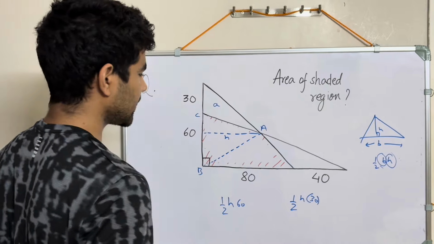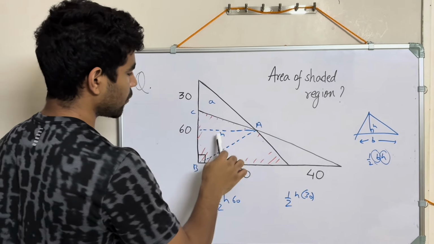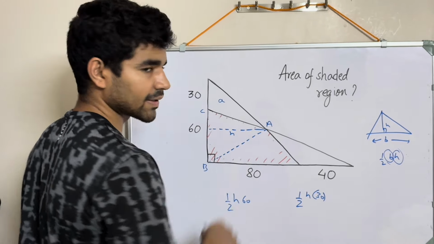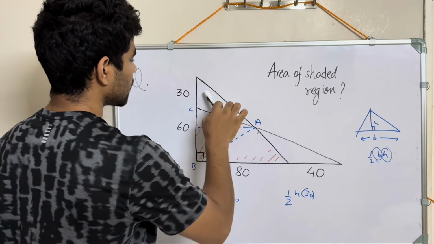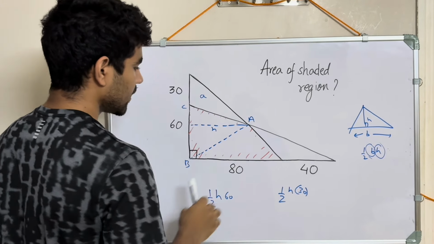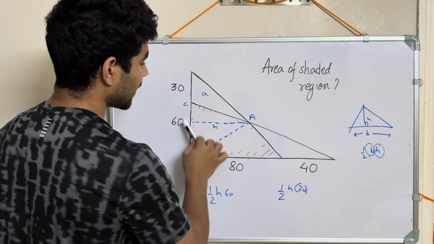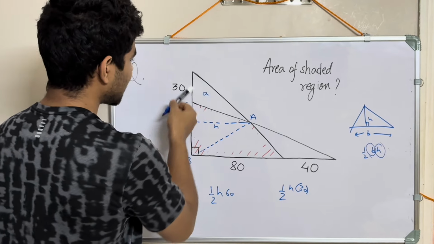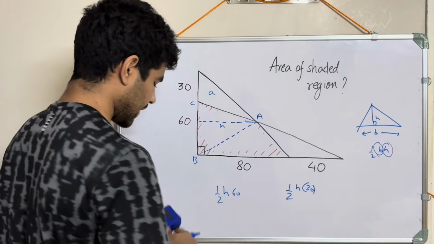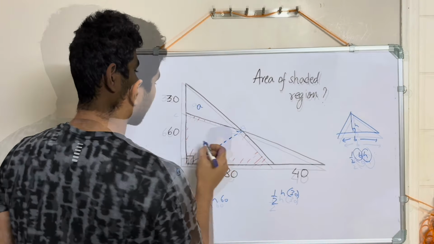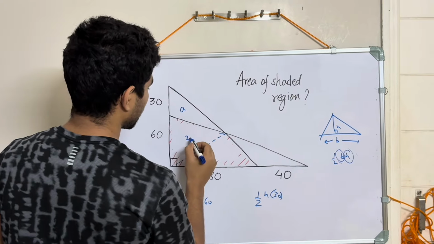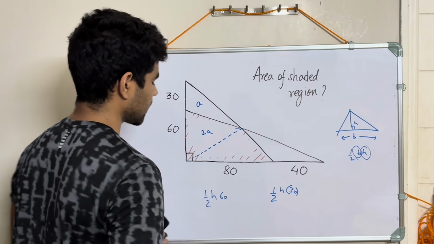So you can see that for both of these triangles, the altitude is the same. So it depends on the base. So if we are assuming the area of this triangle be A, then the area of the bigger triangle will be 2A, because the base length is getting doubled. So we can write the area of the bigger triangle to be 2A, because the base is getting doubled.